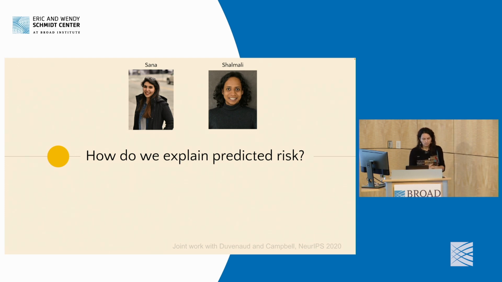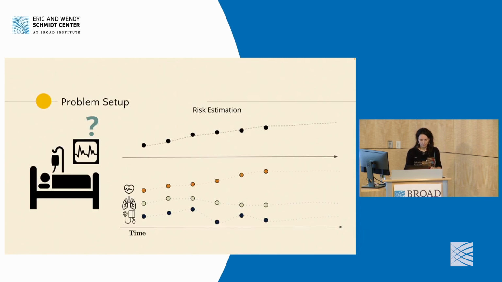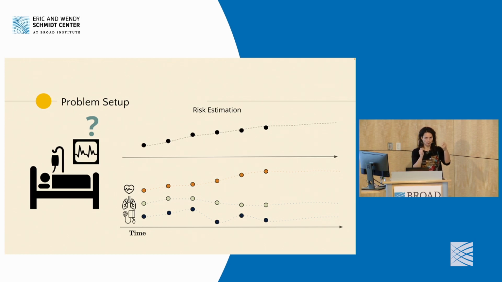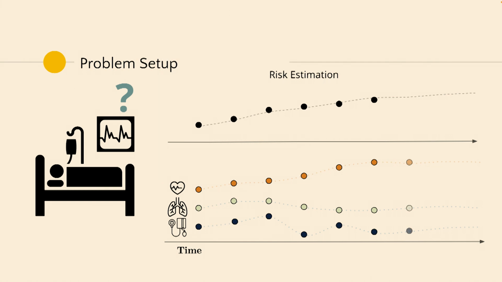So the question is, how do we explain the predicted risk? Here, this is the same setup. We have the exact same data, and we've arrived at an event, and we are trying to see at which point in the past it deviated from what we would have expected.